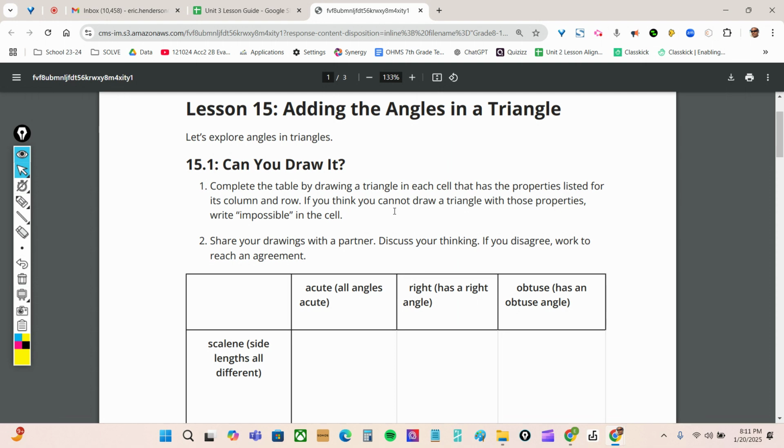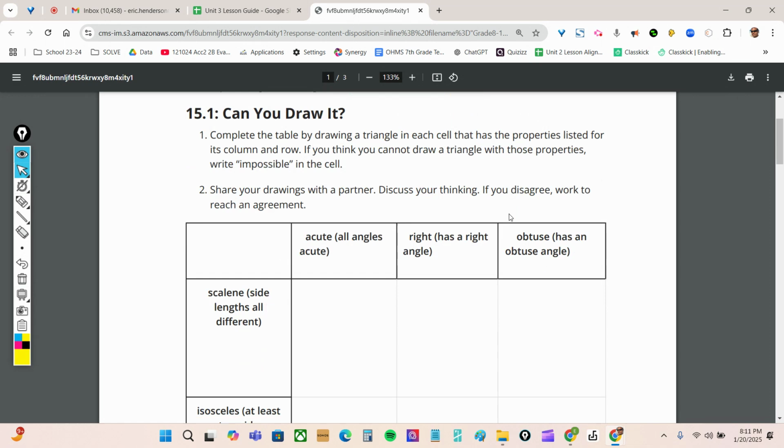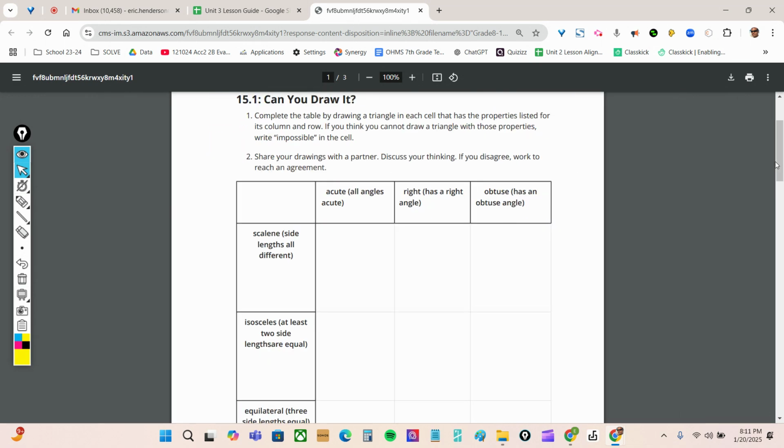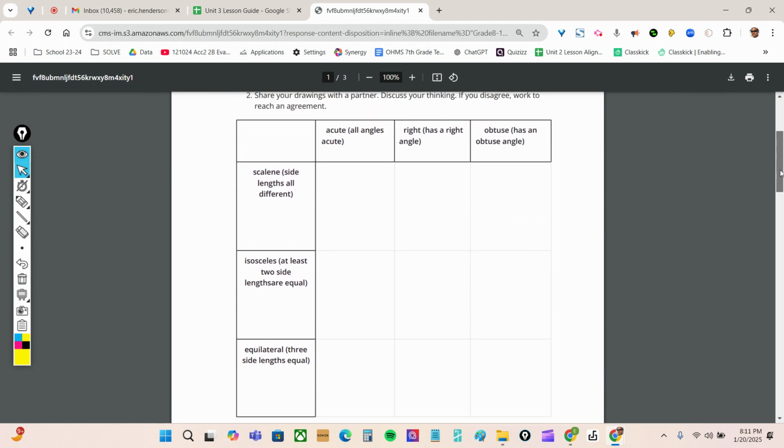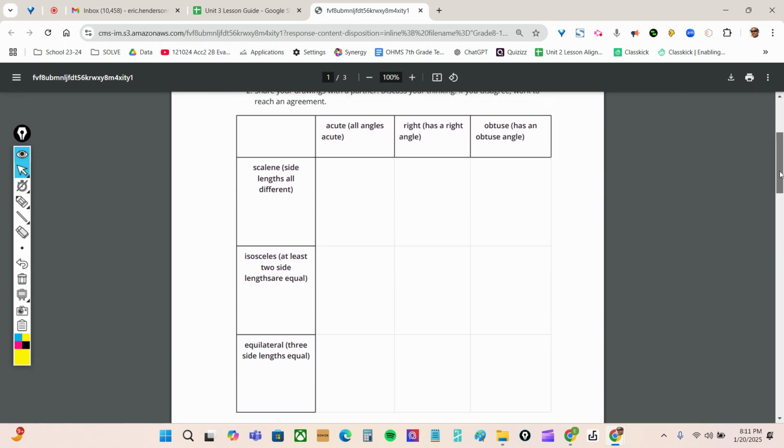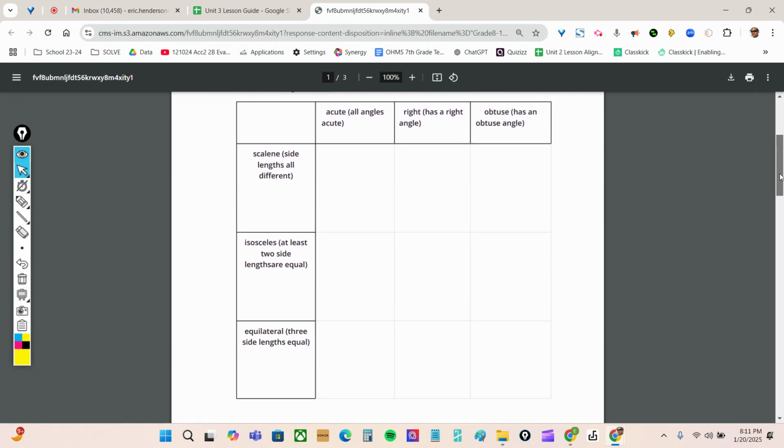Okay, so this is assuming that you already know what these triangles are. I guess you're supposed to know that from last year. So what I'm going to do is remind you what these are in case you don't know.